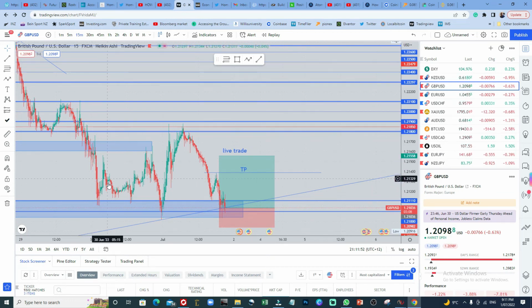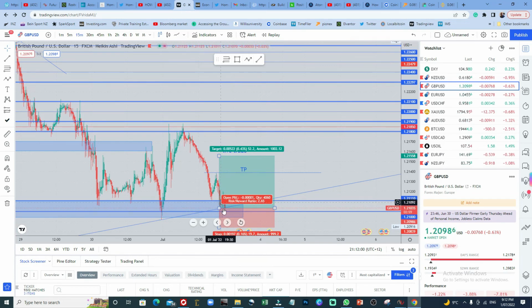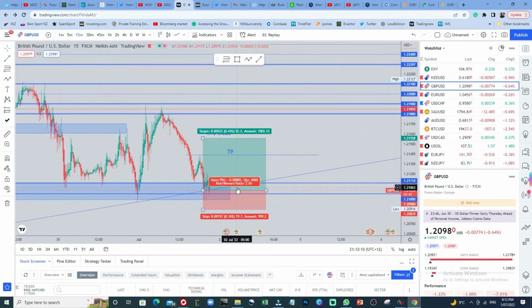One, tested again, 2, 3, 4, 5, and the 5th time it had multiple rejections. So that's a sign, multiple weak rejections as signs of reversal. So that's why I took this trade.